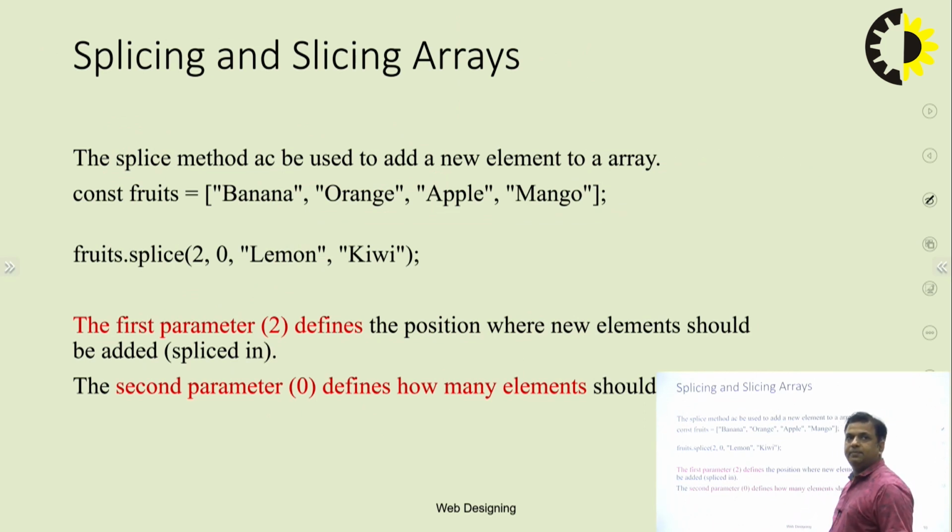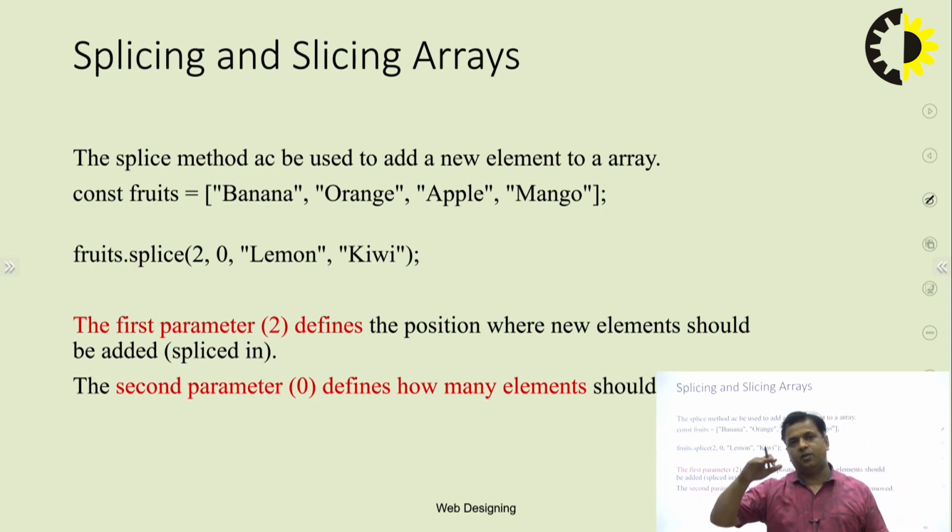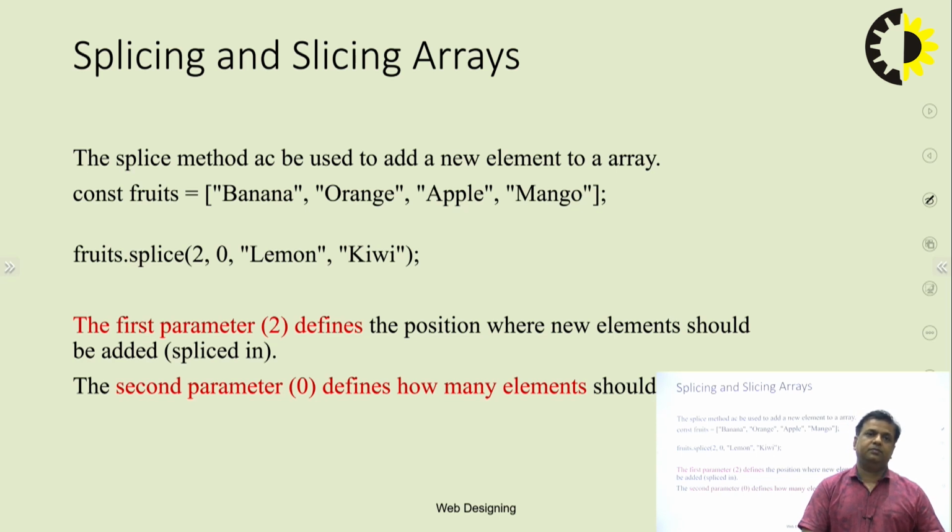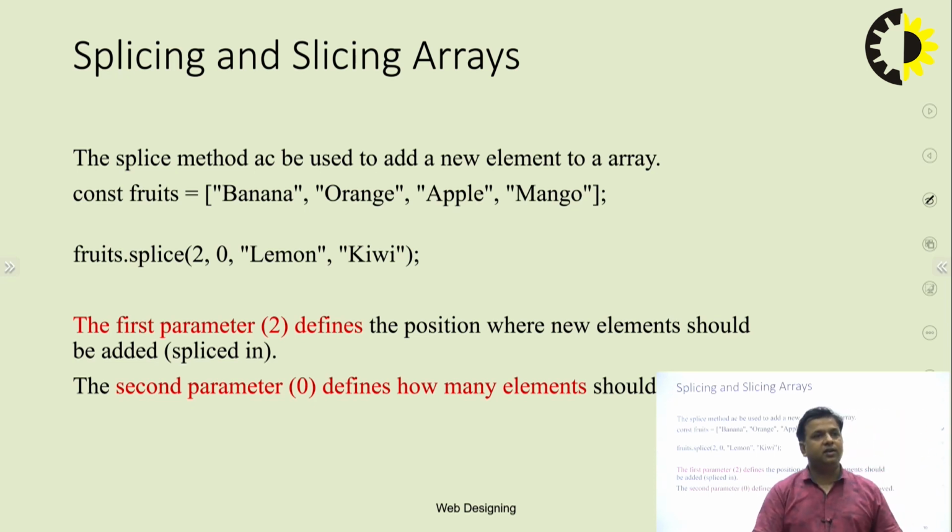Next, splicing and slicing of array. Again I move to the push and pop. Push and pop, these two operations are performed on the top of the stack. Shift and unshift perform the operation from the starting of the array, right? That means we are inserting or deleting the element from the starting of the array.